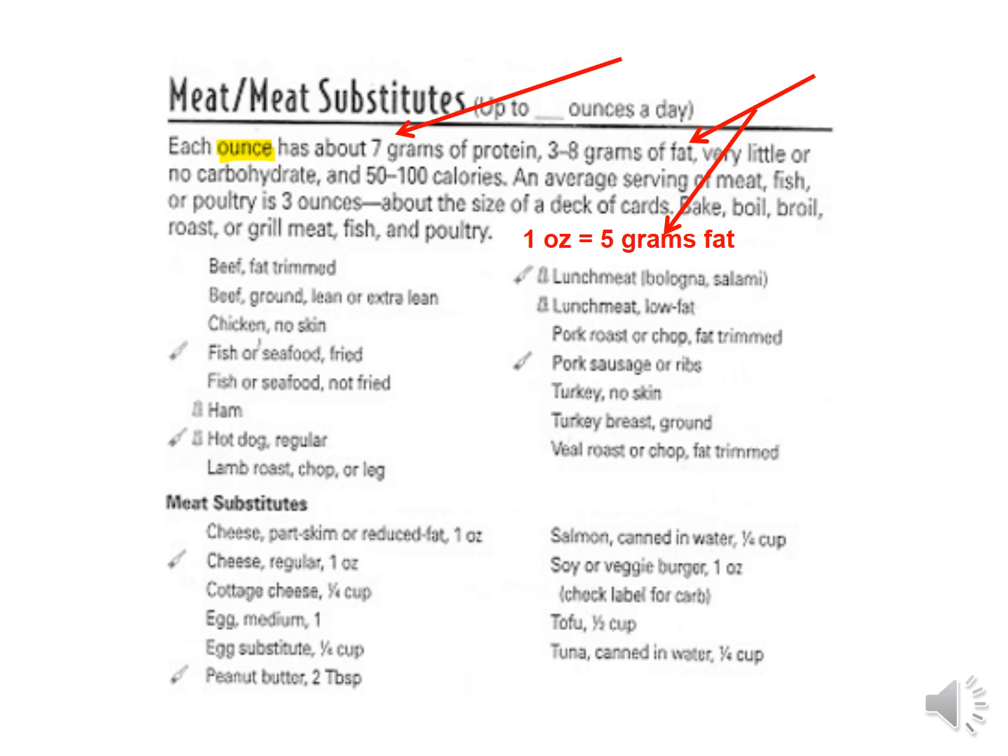So for every meat or meat substitute that you eat, it's going to be 2 different things. It's going to be both a meat and a fat choice. So you have to include both of those. All right.